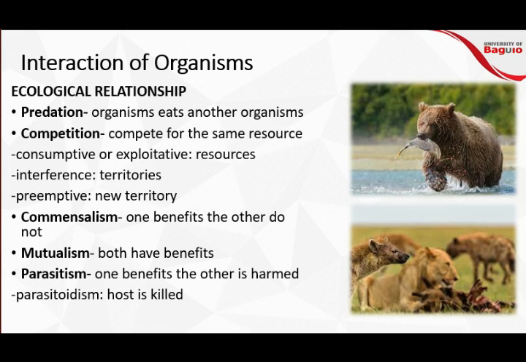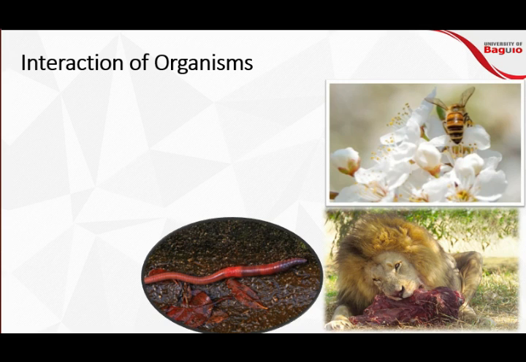So again, there are five different ecological relationships. We have predation, competition, commensalism, mutualism, and then parasitism. All those ecological relationships have an impact within our ecosystem, and they are also natural processes, a natural concept that happens within an ecosystem. That is what we call ecological relationships.